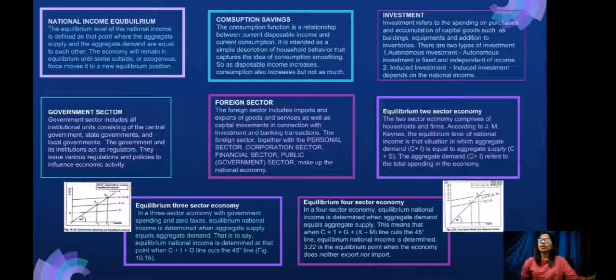Next, we're going to see about investment. There are two types of investment. First is autonomous investment, which is fixed and independent of income. Next one is induced investment, which depends on the national income. Next, we're going to see about the government sector. The government sector includes all the institutional units consisting of the central government, state governments, and local governments. The government and its institutions act as regulators. They issue various regulations and policies to influence economic activity.